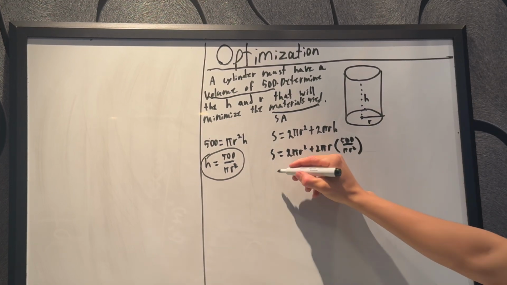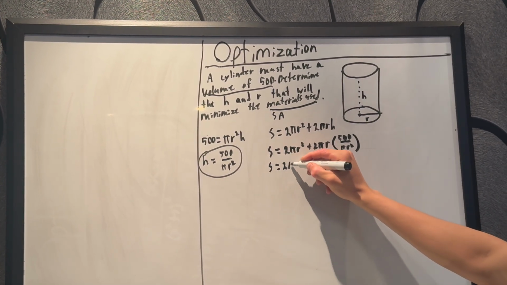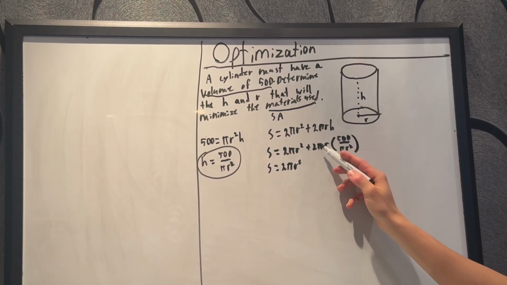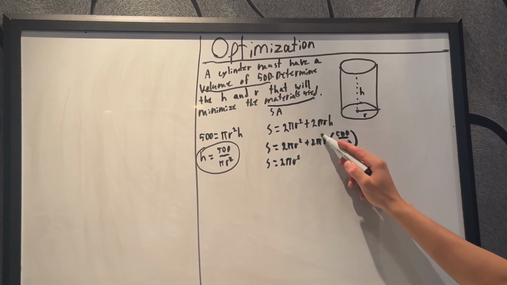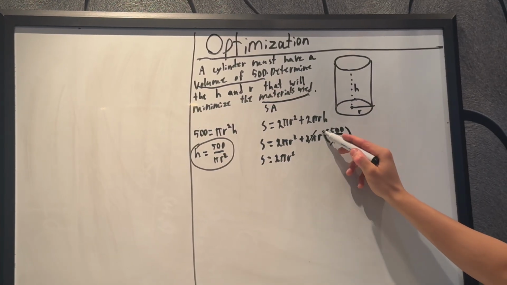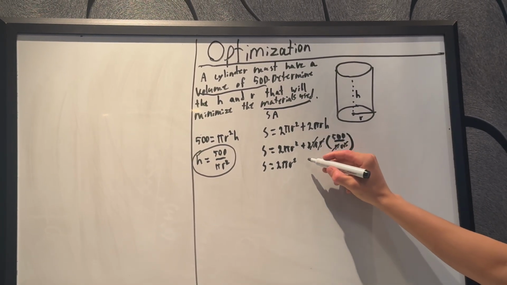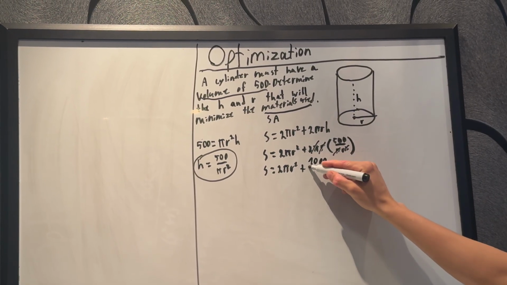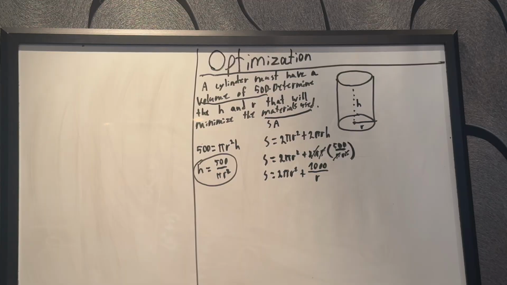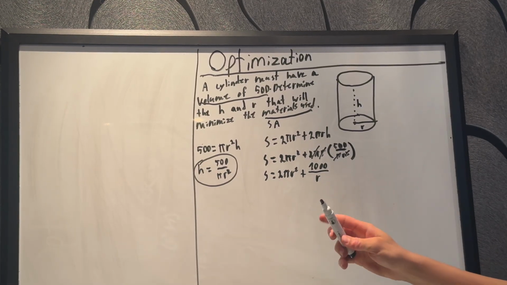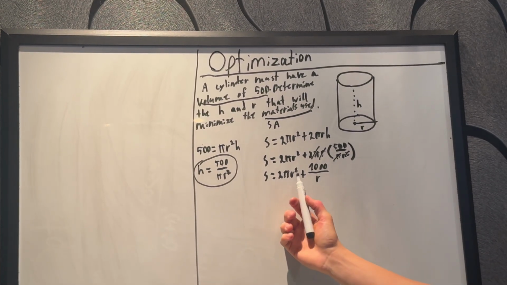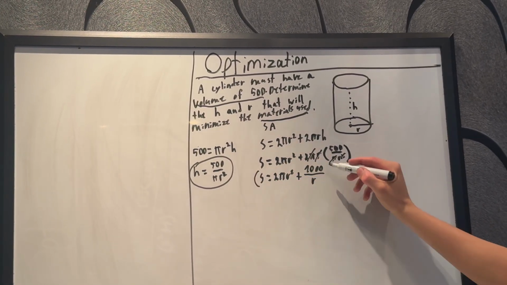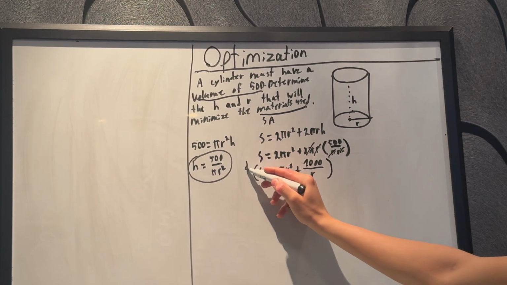Now we can do a little bit of simplification. We're going to get surface area is equal to 2 pi r squared. One of the r's is going to cancel out. The pi is also going to cancel out. And the r is also going to cancel out here. So we're going to have 1,000 over radius. Okay, great. So now what we can do is find the derivative with respect to the radius to determine where the radius is going to be the smallest.